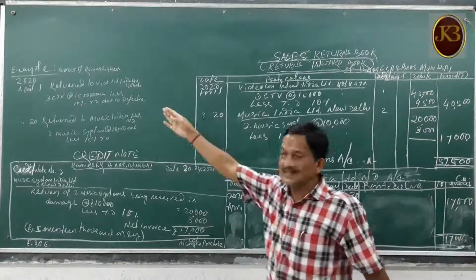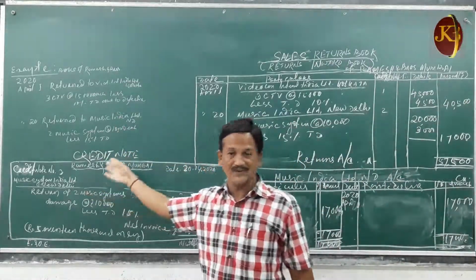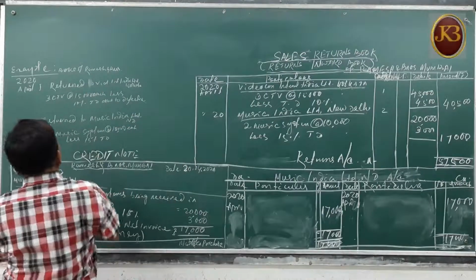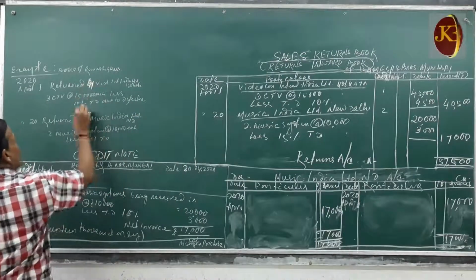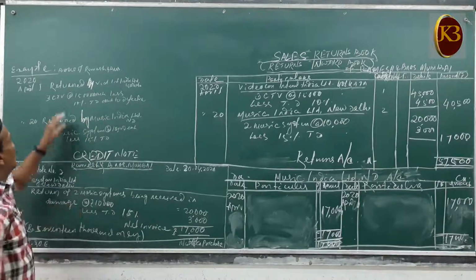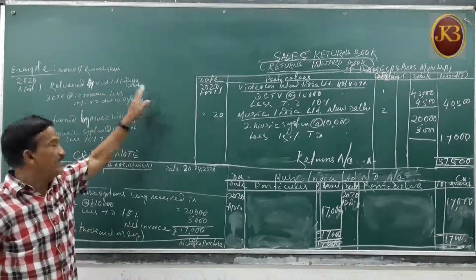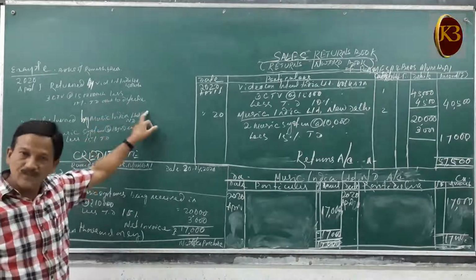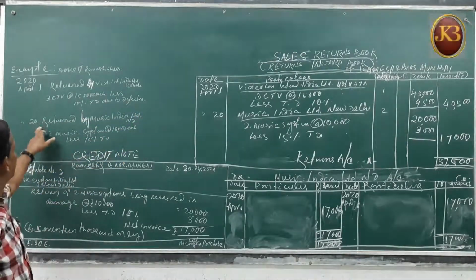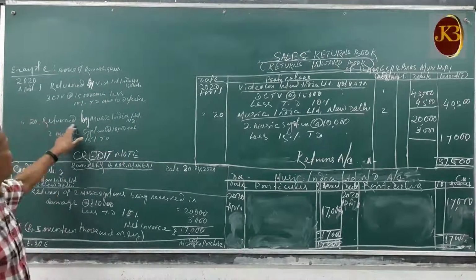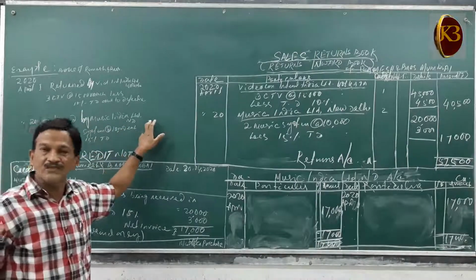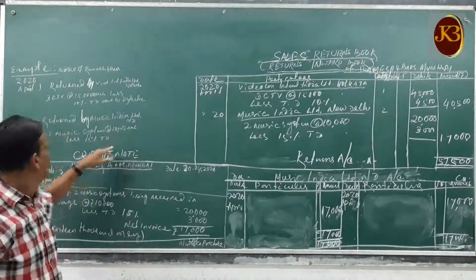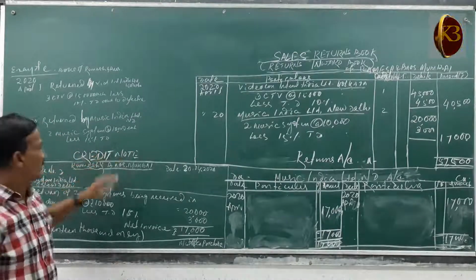Okay, let's take the previous examples. This is returned by Reduction International India Limited: 3 color television at 15,000 each, less 10% trade discount. Then on April 20, returned by Music System India Limited: 2 music systems at the rate of 10,000 each, less 15% trade discount.